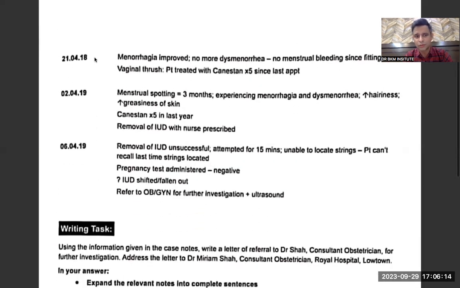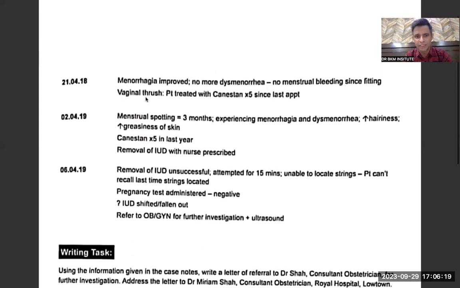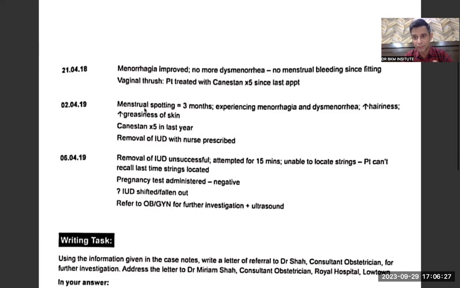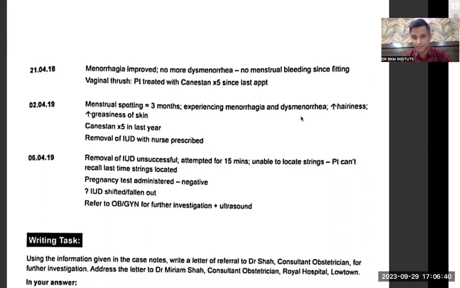Menorrhagia in 2018, menorrhagia got improved. No more dysmenorrhea, no menstrual bleeding. Since fitting, vaginal thrush, patient treated with this since last. So everything was fine. But in 2019, menstrual spotting was there for 3 months. Experiencing menorrhagia and dysmenorrhea again. So she started having the problem again.